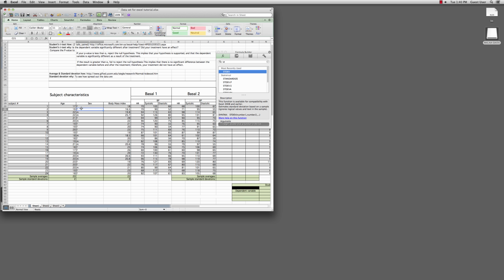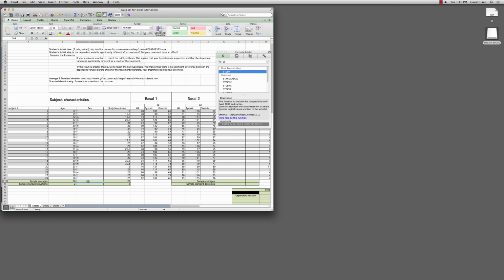I have 1, 2, 3, 4, 5, 6, 7, 8, 9, 10, 11, 12, 13, 14. So do the equal sign if you want to do some math. I have 18 out of 24 students. Make it a percentage, times 100, right? 75% of my subjects are female. Percentage female.